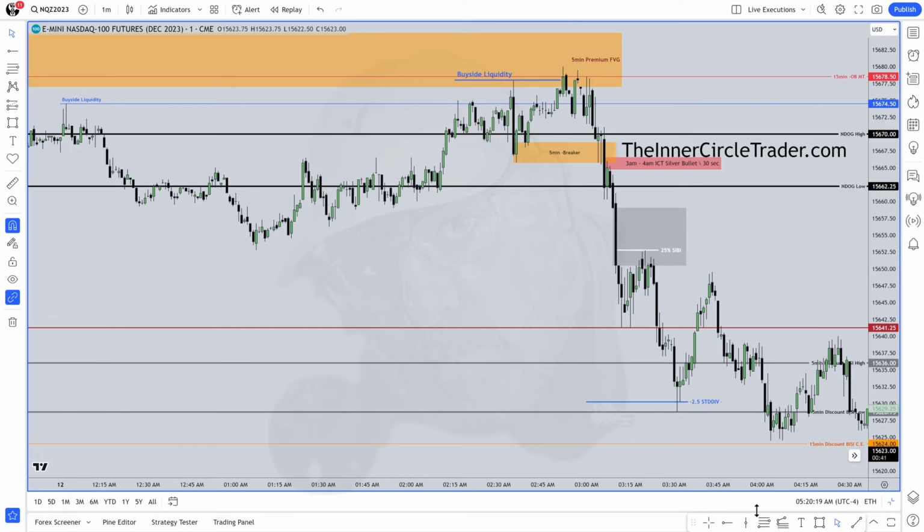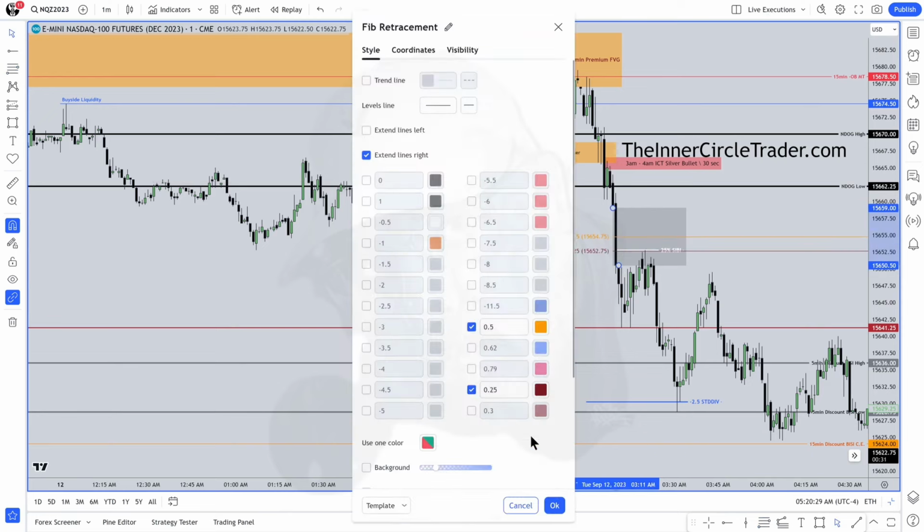I'll show you what that means. From this candle's low to this candle's high, 50% level there, and then 25%. Now, for the folks that want to see my Fibonacci level, here it is again. What I change is this one here.